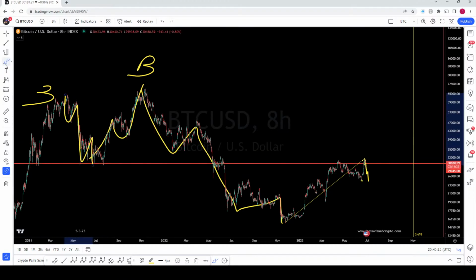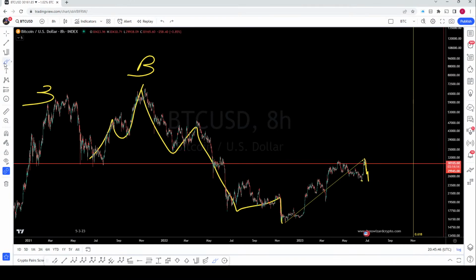It ended something. It ended a flat. You had 3 here, you had 3 here, and you had 5 here. That's an expanded flat. Expanded flat being the 3 expanded past the start of A, and the C extended past the beginning of A. Okay?